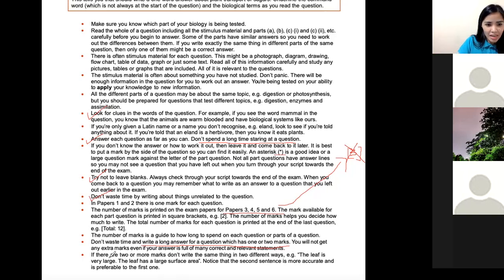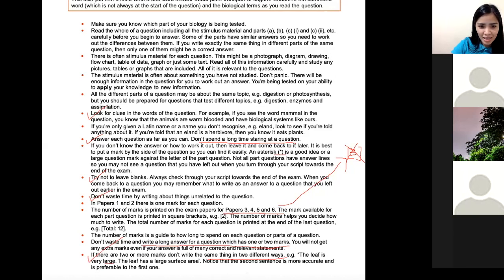Okay, and then if there are 2 or more marks, don't write the same thing in 2 different ways. For example, the leaf is very large. Let's say the question is: describe the leaf in the diagram. And then because it's 2 marks, you think you have to write 2 answers, of course. The first answer that you wrote is the leaf is very large. The second one is the leaf has a large surface. I mean, they are the same thing, right? When you say a leaf is large, that means it has a large area. So do not write the same thing in 2 different ways.